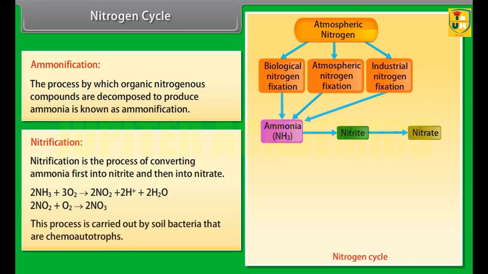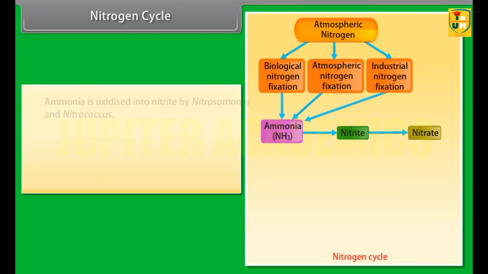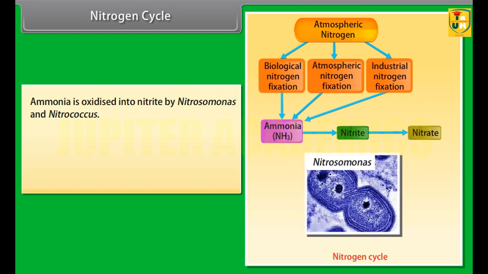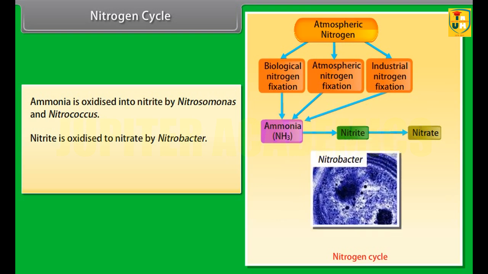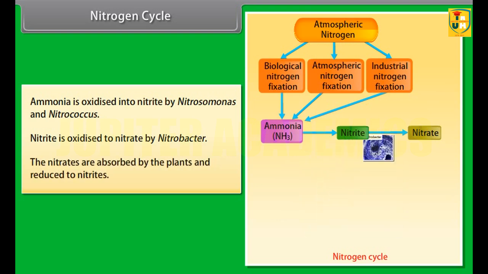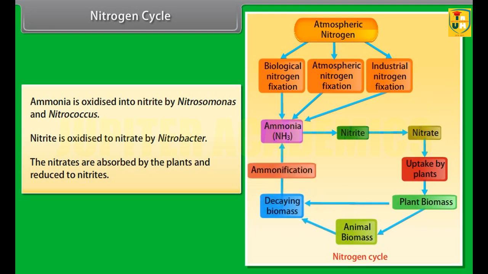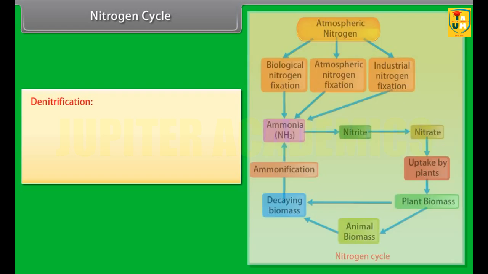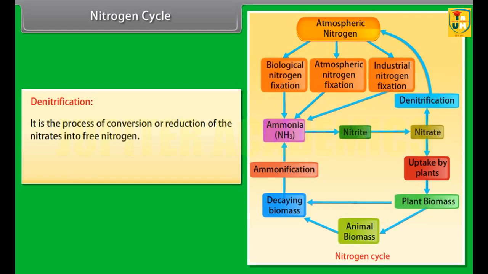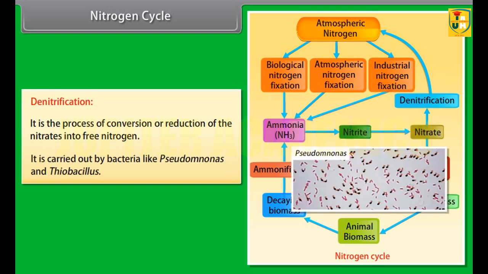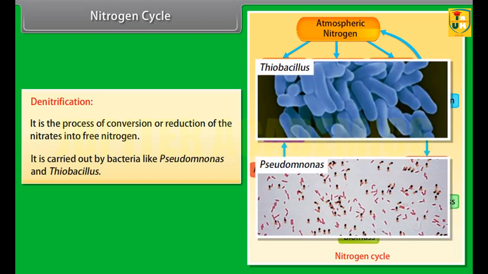This process is carried out by soil bacteria that are chemoautotrophs. Ammonia is oxidized into nitrite by Nitrosomonas and Nitrococcus. Nitrite is oxidized to nitrate by Nitrobacter. The nitrates are absorbed by the plants and reduced to nitrites. Denitrification. It is the process of conversion or reduction of the nitrates into free nitrogen. It is carried out by bacteria like Pseudomonas and Thiobacillus.